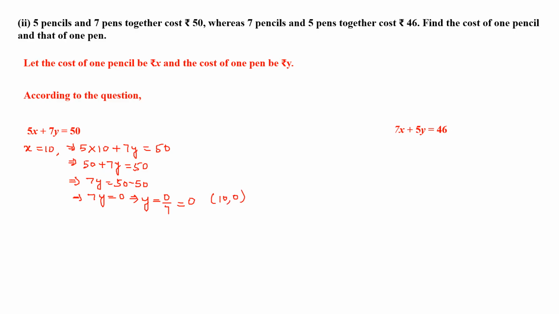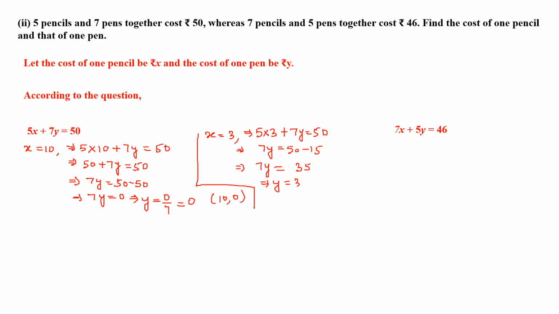Now let's get the second coordinate. So now I am going to put the value of x as 3 here. When I put x as 3, I get 5 into 3 plus 7y equal to 50. 5 into 3 is 15. Now I am going to transpose 15 to the other side. So 50 minus 15, and 50 minus 15 will give me 35. So the value of y will be 35 by 7, which is 5. So my second coordinate is 3, 5.